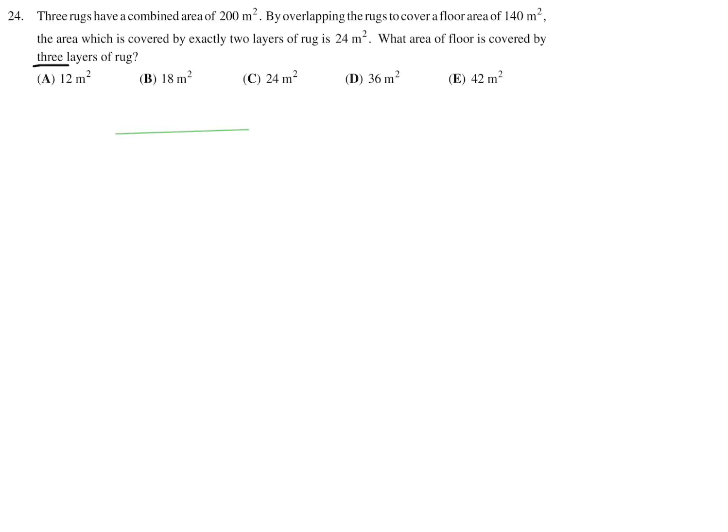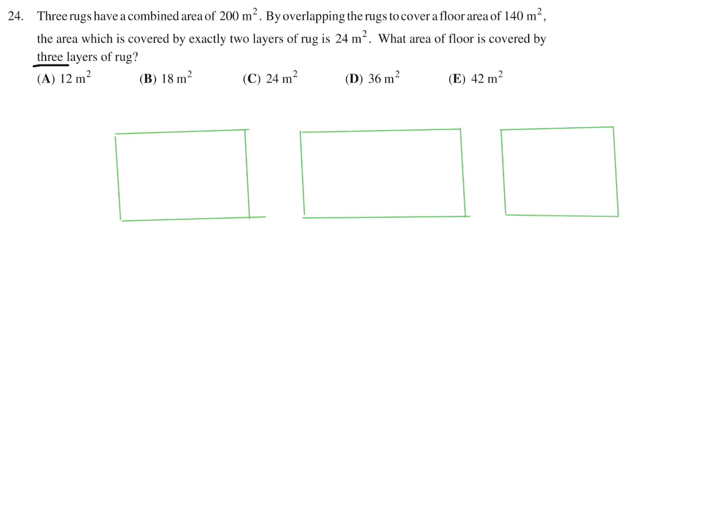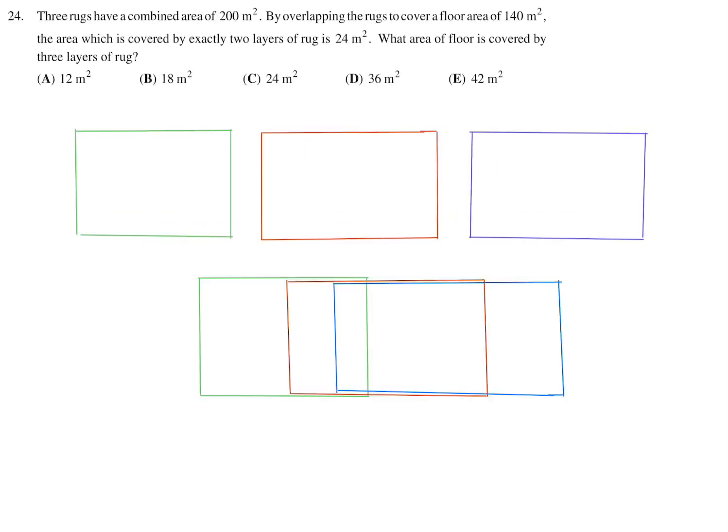All right, so let's say you have one rug like this, and you've got another rug like that, and you've got one final rug like that, and you're overlapping each other. So probably best to draw them in different colors. All right, so we've got this all drawn out. As you can see, you've got a green rug here, we've got a red rug here, we've got this purple rug, or blue rug, whatever, and I've drawn them so that they overlap.